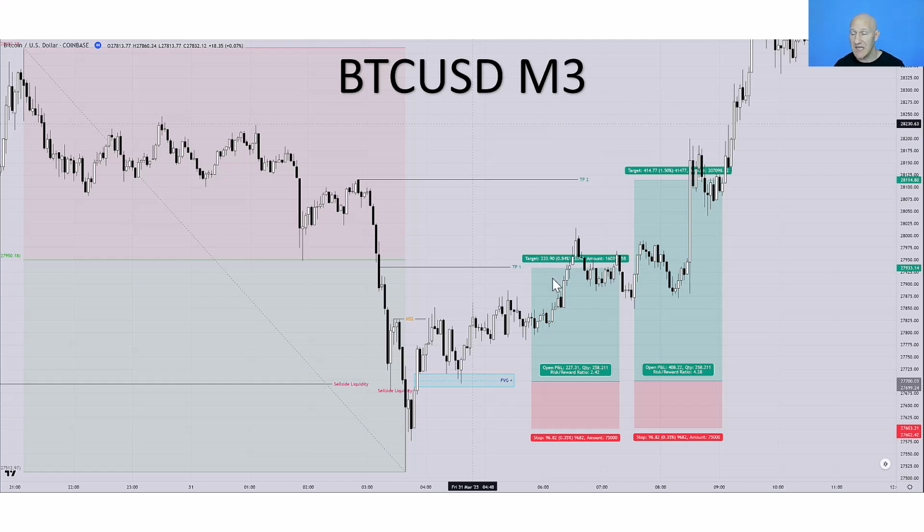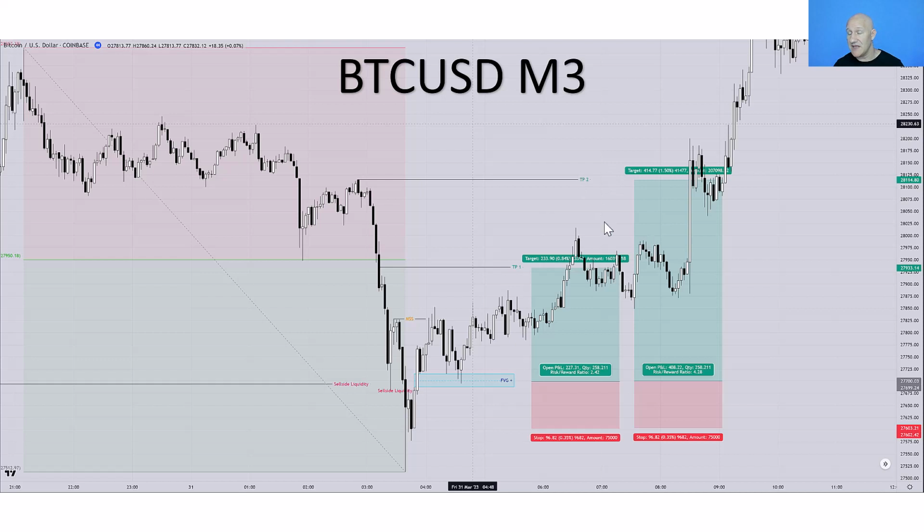So similarly to the last setup, you can see that price just gravitates around that equilibrium level before making a final push up towards TP2. Now in this example, this is the origin of the move. So you can see this is where price broke down. So we're trading right back towards the origin of the move. So that's our TP2, or our terminus.